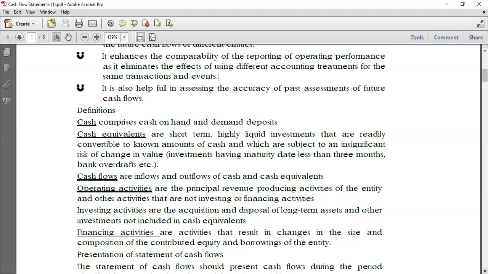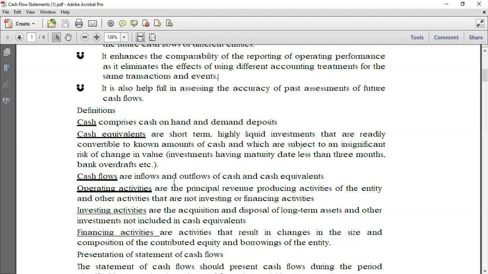Now, when we are drawing up our cash flow, okay, we basically divide it into what we call 3 sections, okay? Just like the way you have assets, liabilities, and equity, when it comes to cash flows, we basically have what we call operating activities. Then we have what we call investing activities. Then we have what we call financing activities, okay?